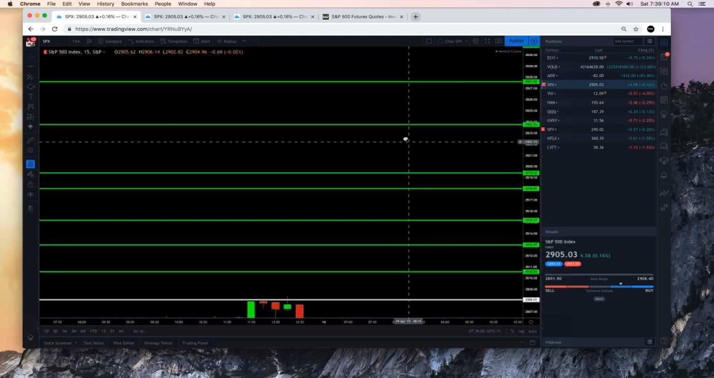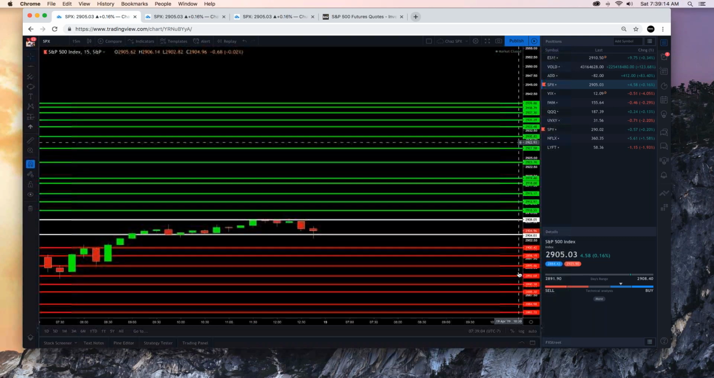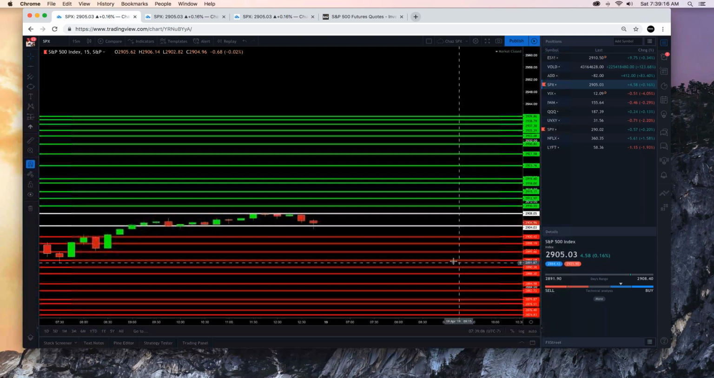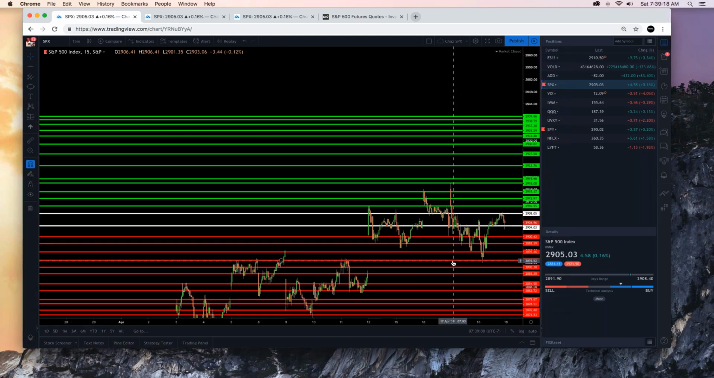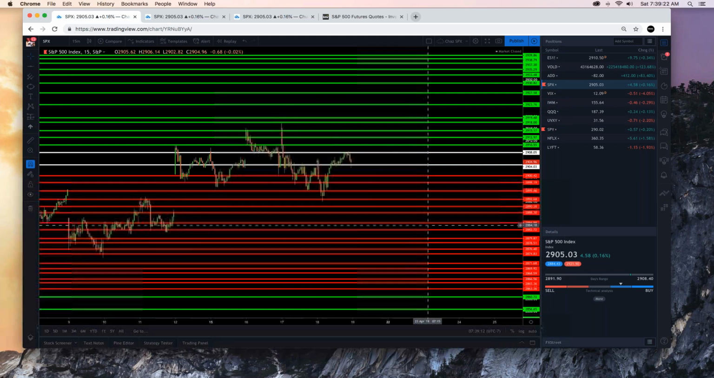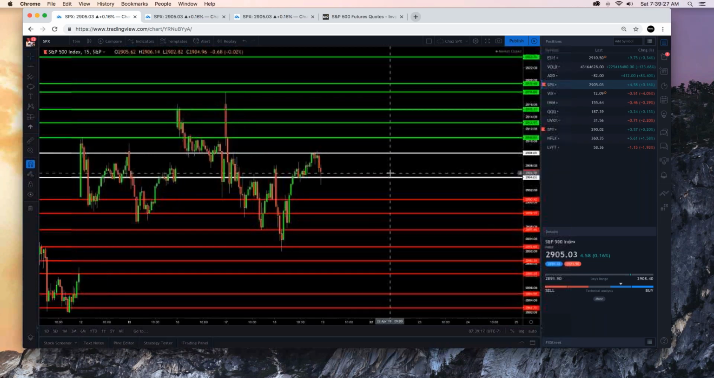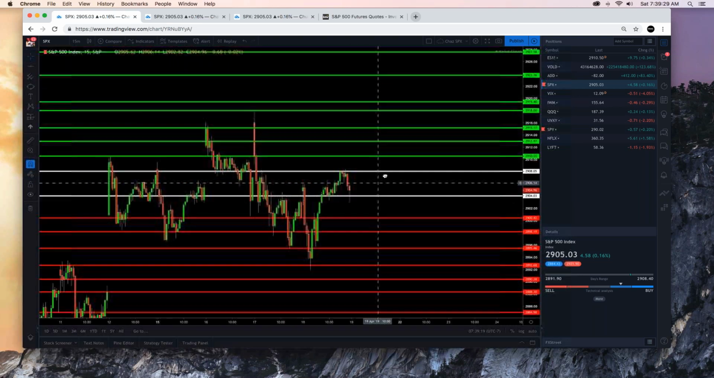Let me get back to where we are. Zoom in and zoom back out. Show you every level that we made today. So yeah, it looks like a lot. Well, we did all of these today. And even when you zoom out, they all play a purpose. Going into Monday is what I'll leave you guys with.